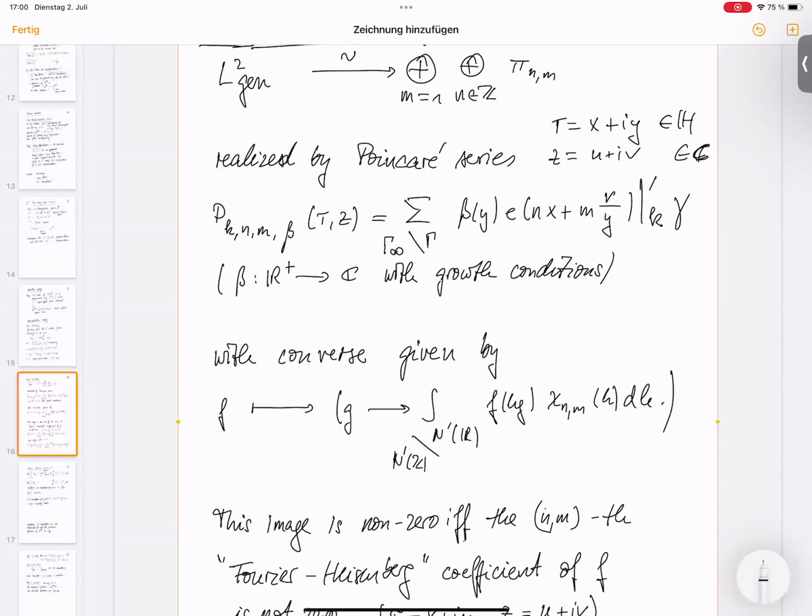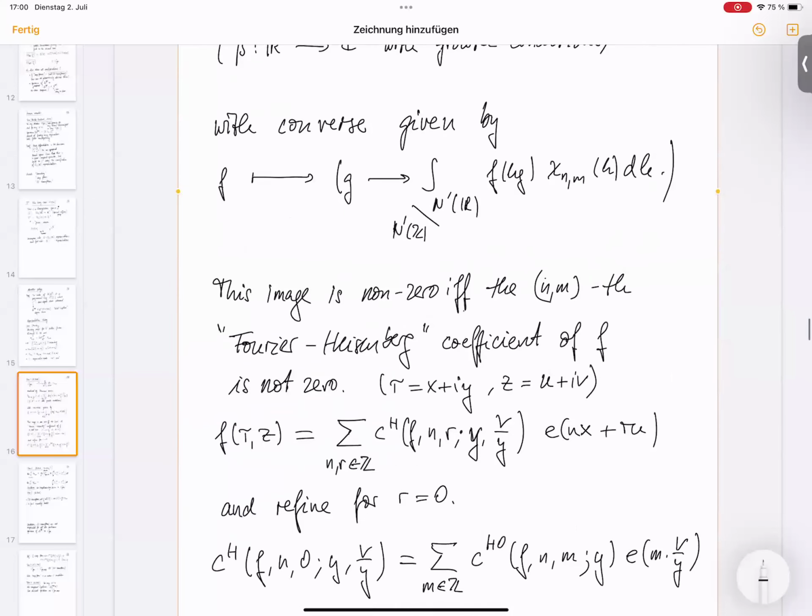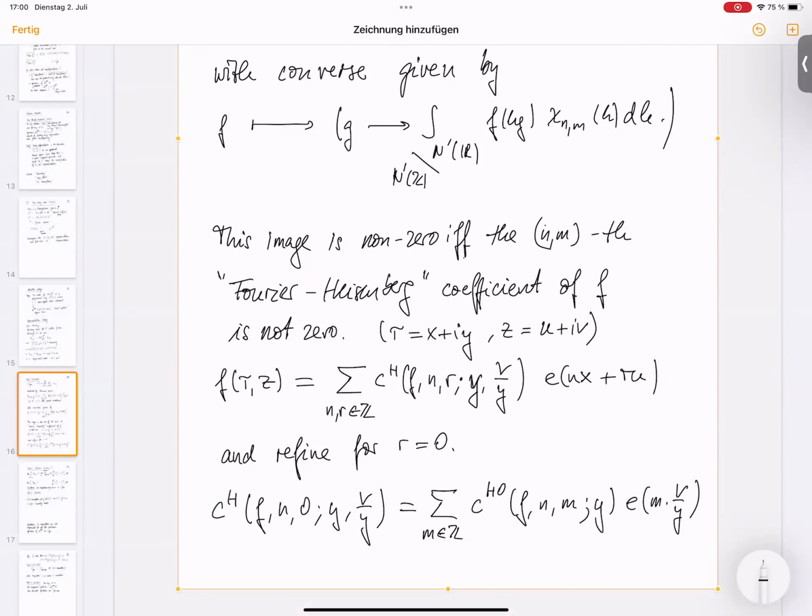So in one direction, you realize these representations by Poincaré series, and conversely, you get the converse map by integrating out against certain representations chi and m. And if you check that converse map, you see that the coefficient is non-zero if and only if the following property holds for the function f. And this highlights our main technical player, namely a certain Fourier-Heisenberg decomposition.